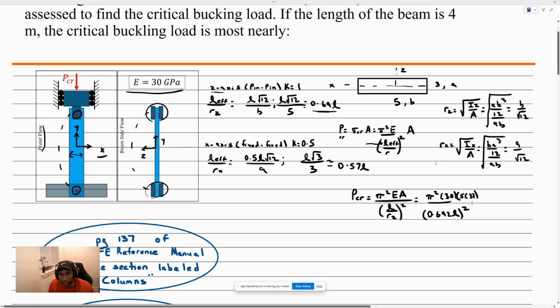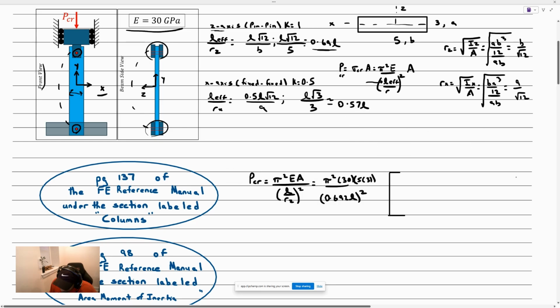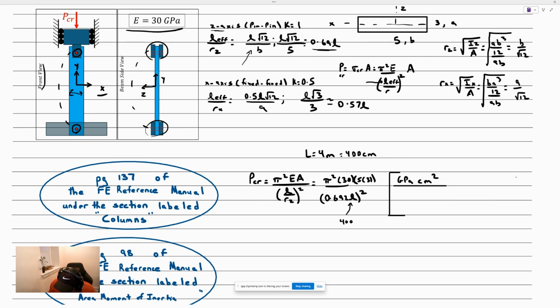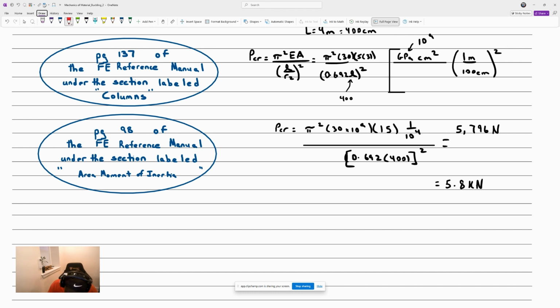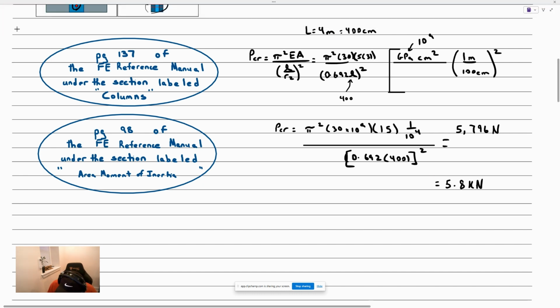Let's work out some of these units over here. You can see that the choices before, if you recall, were in kilonewtons, so this is around 5.8 kilonewtons. We could plug this back into the app here.